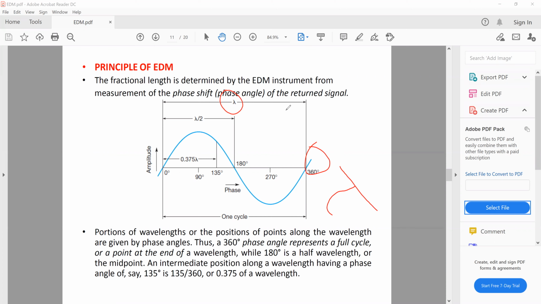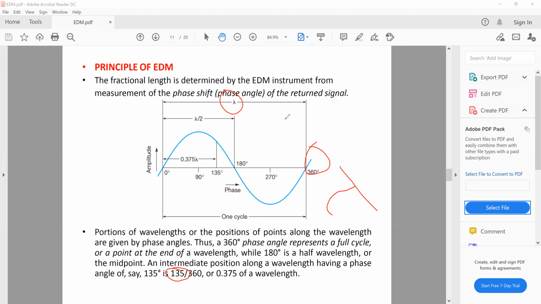So using that phase angle, we can calculate the ratio or the partial fraction of the wavelength that has been traveled. So let's say you have a phase angle of 135. Okay, the total wavelength is 360 degrees. So what fraction of the distance of the wavelength has been covered if the phase angle is 135 degrees? And this phase angle is measured by the instrument.